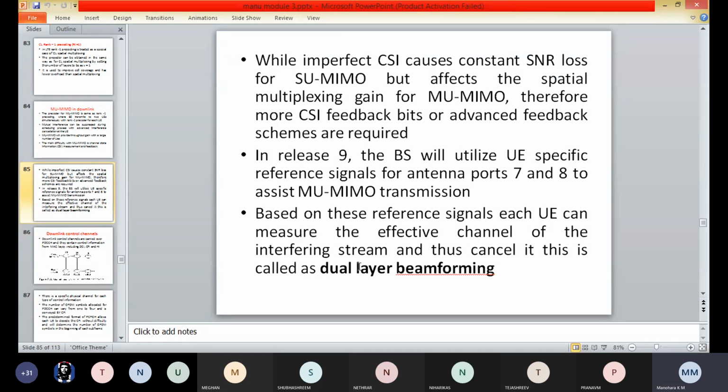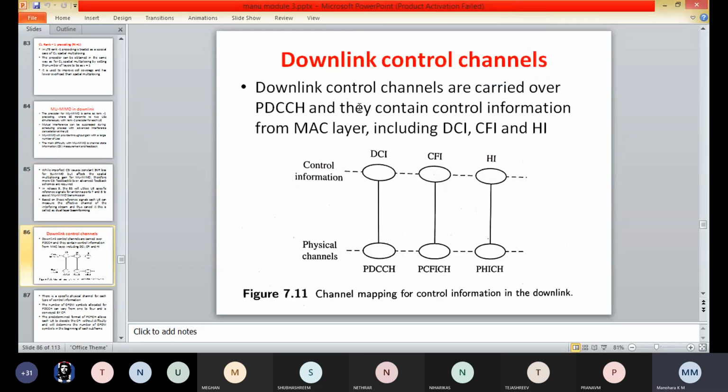So this is about multi-user MIMO in the downlink. Next we have downlink control channels, which we will discuss in the next class.